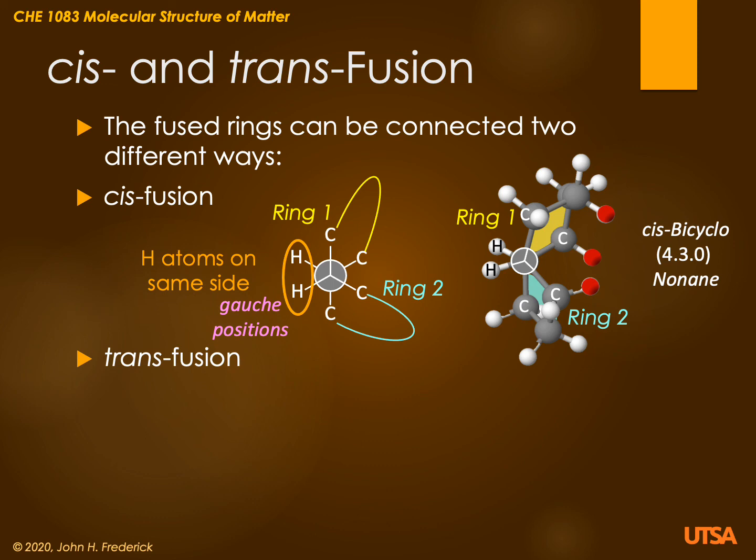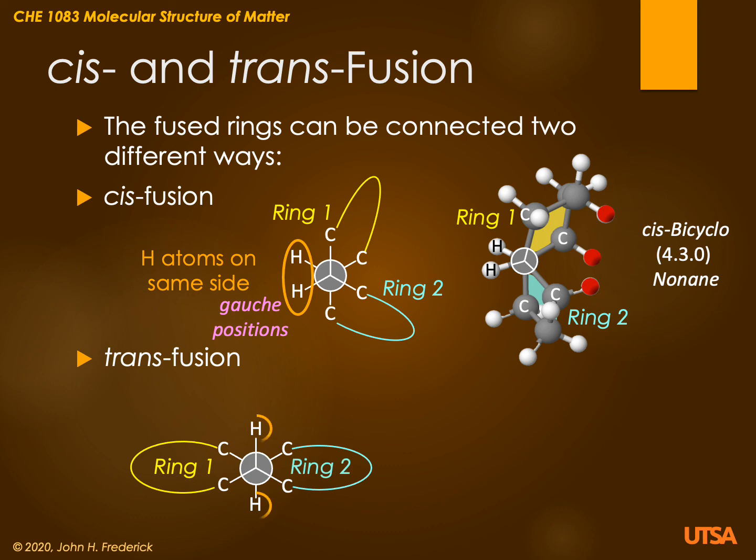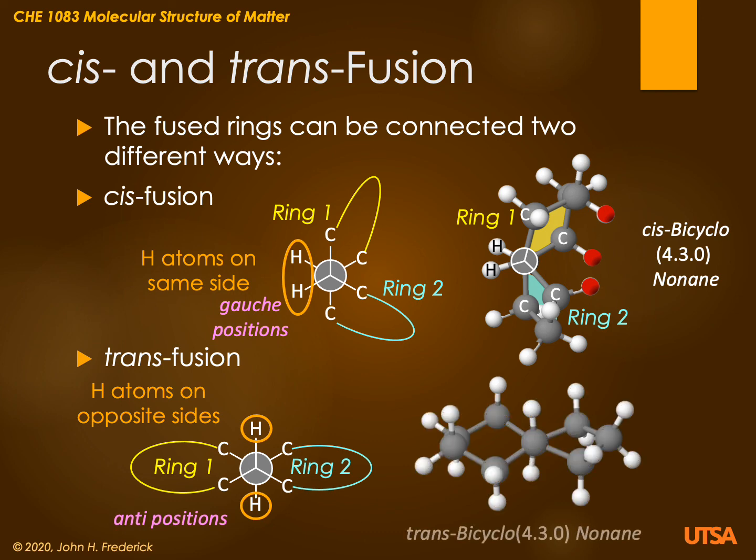Well, let's contrast this with trans fusion, which will be the case that was the bottom on the previous slide. Okay, this is where the hydrogens are on opposite sides, so they're in a trans configuration relative to the two rings. They're drawn here. So being on opposite sides, this represents an anti-position in the Newman projection. And if we draw a real molecule that looks like this, it is the trans-bicyclo-4,3,0-nonane related to the first. Now we can see that our Newman projection is centered here in the middle.